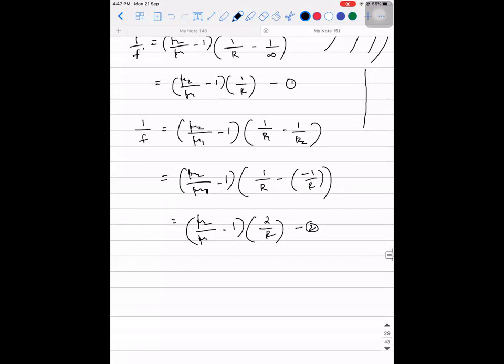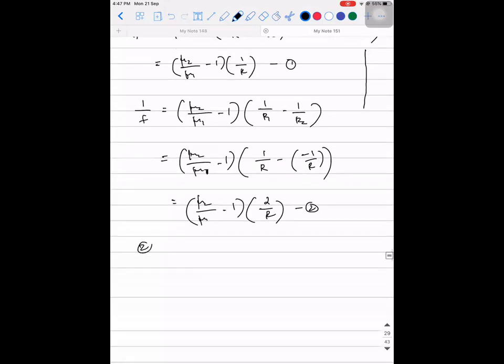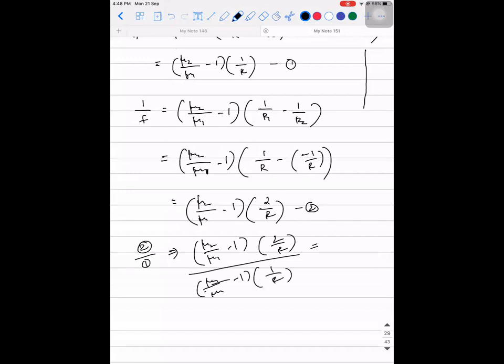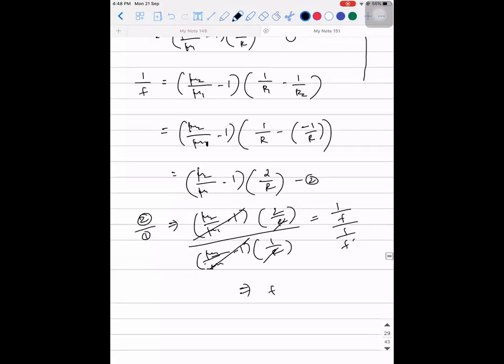If I divide the second equation with the first equation, tell me what will happen to the final values. If I divide 2 by 1, mu2 by mu1 minus 1 into 2 divided by r, divided by mu2 by mu1 minus 1 into 1 by r, is equal to 1 by f divided by 1 by f dash. So this and this will get cancelled, r and r will get cancelled, which implies f dash will be equal to 2f. So the focal length will get doubled. Are you able to understand this point?